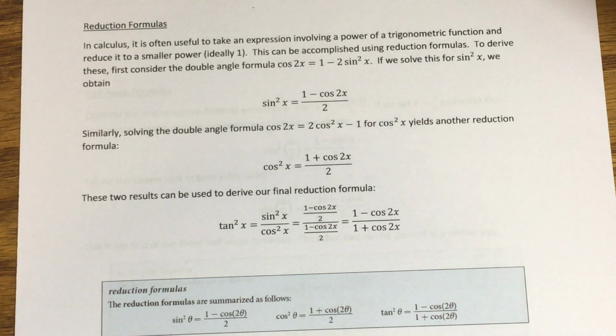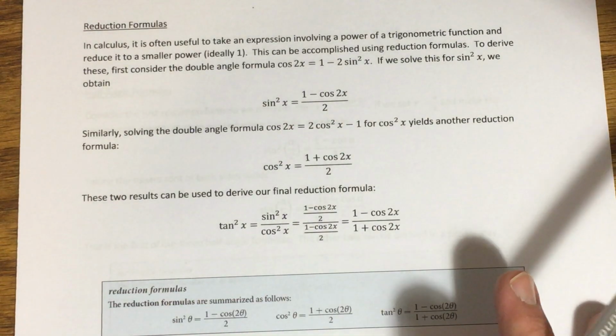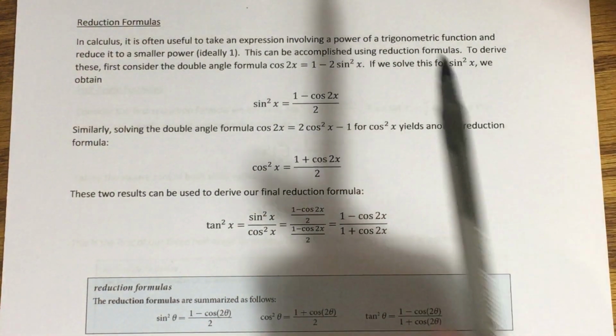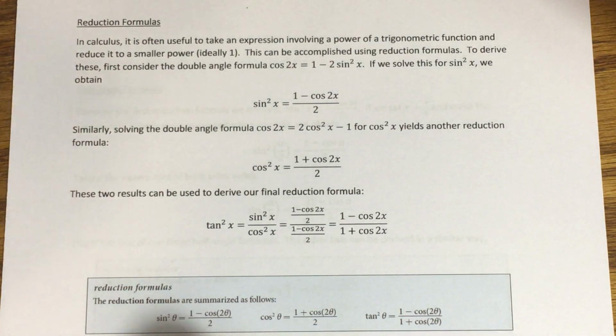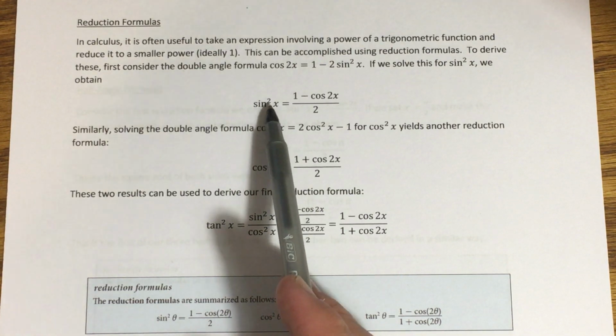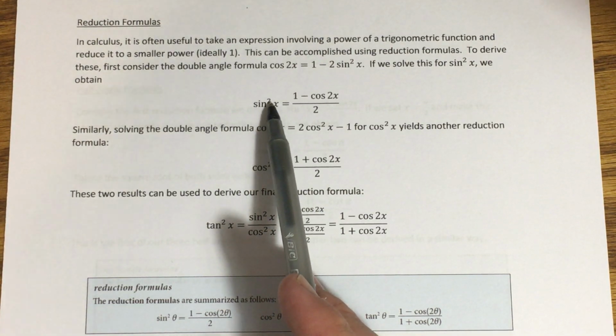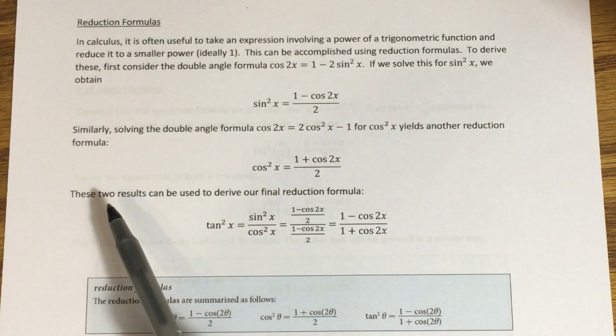Reduction formulas are really useful in calculus, mostly Calculus 2, when you're doing integration. The idea here is that we are given some trigonometric function that's raised to a power, like sine squared, for example. And the idea is to put this thing into a form where the exponent, that power, that 2 here, is decreased. That's why we call it a reduction formula.